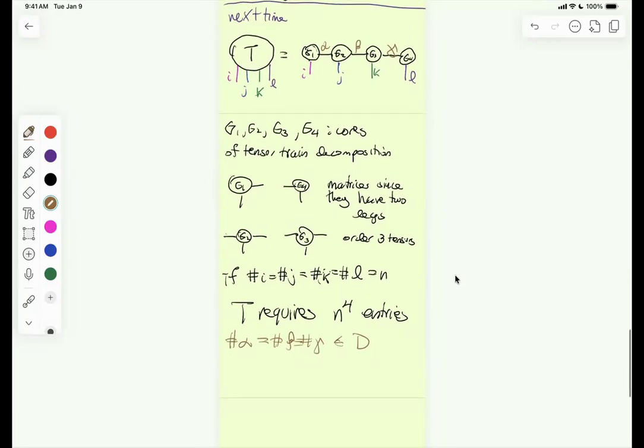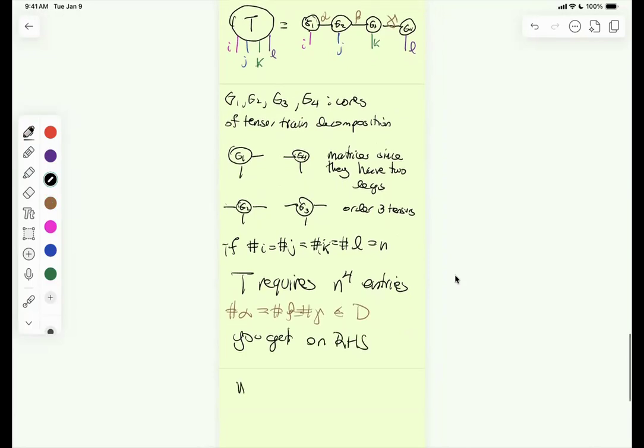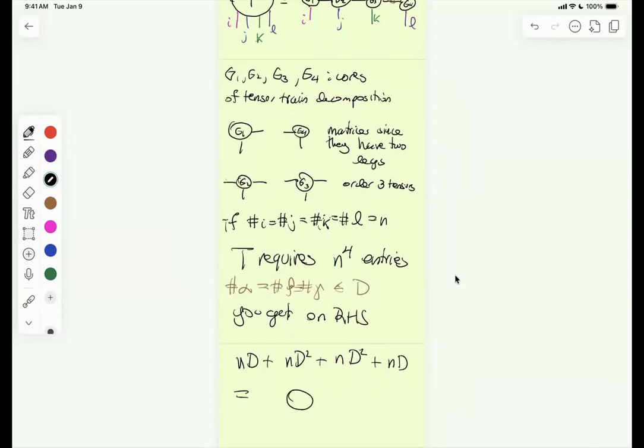On the right hand side you would have n times d, plus n times d squared, plus n times d squared, plus n times d. Because each of the outer legs puts an n factor, and the others just depend on the length of the virtual legs. So it's basically O of n d squared.